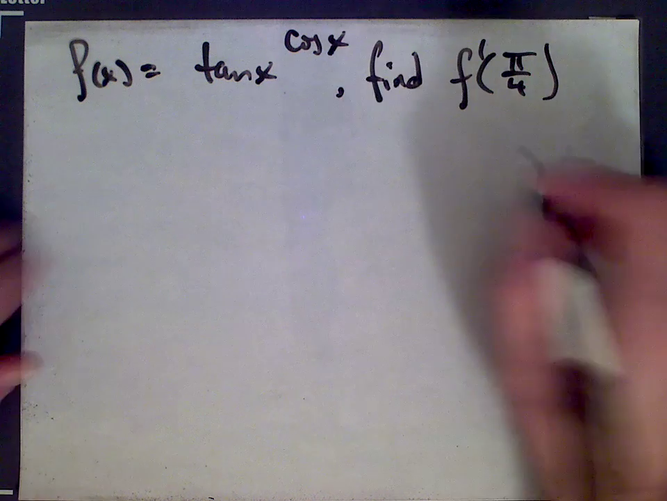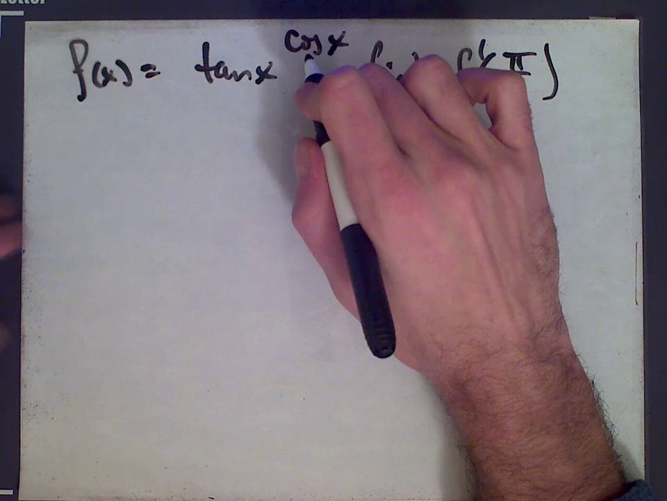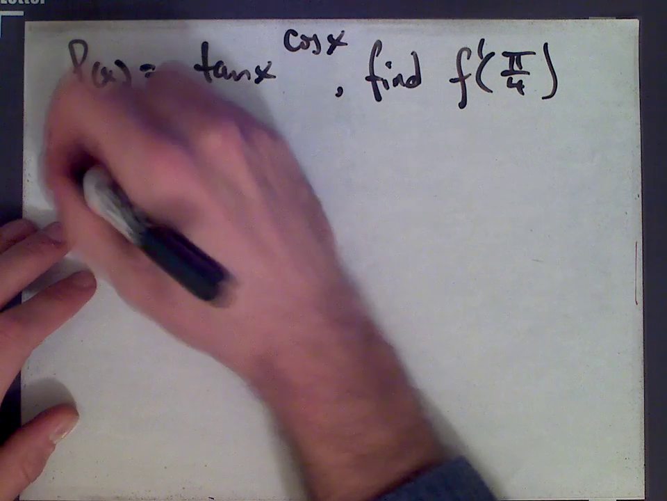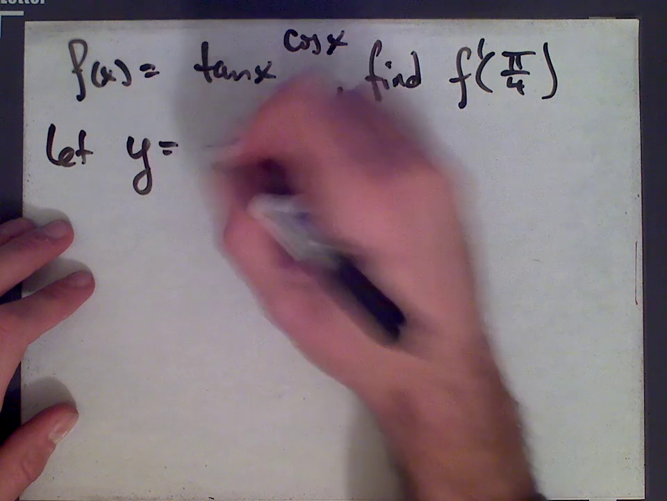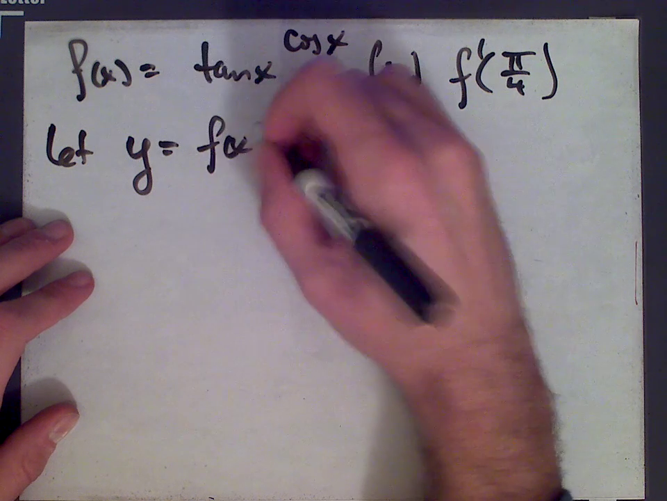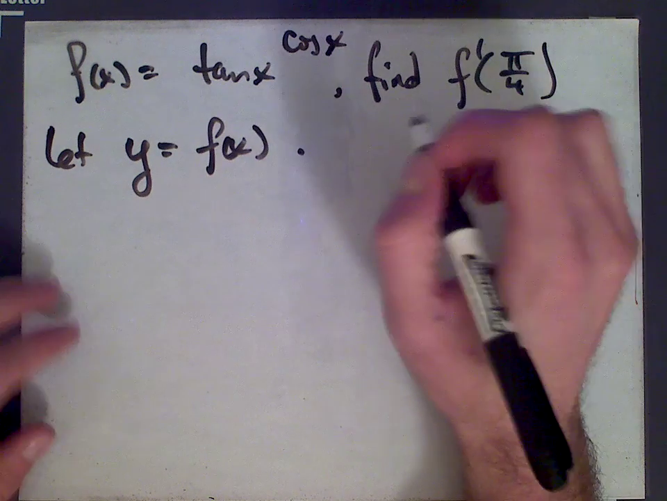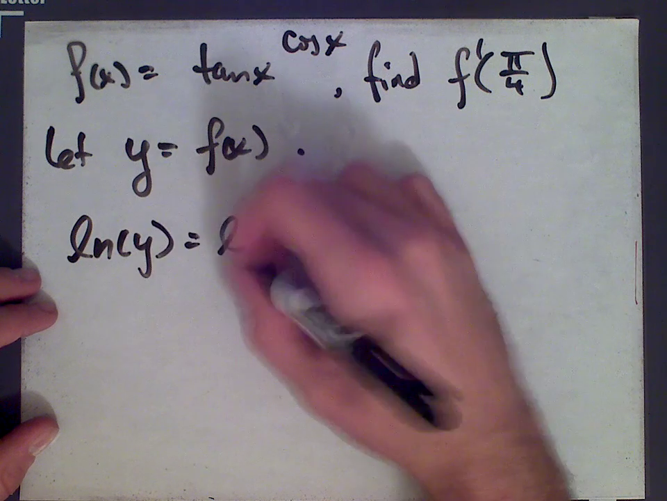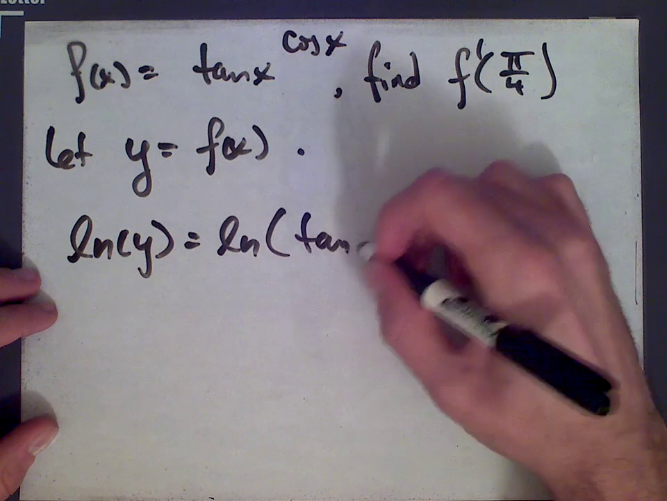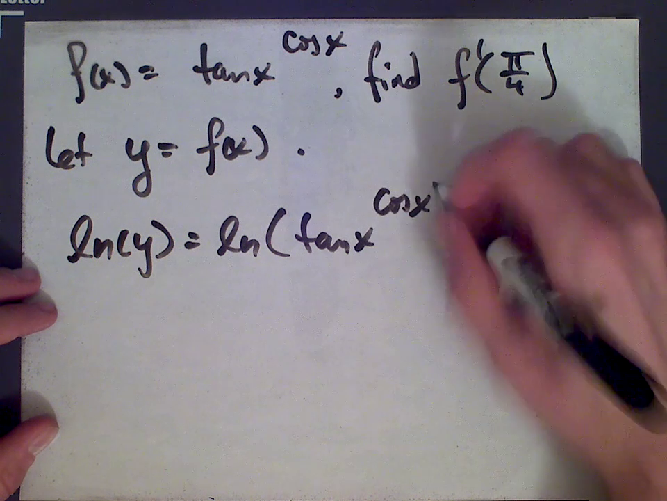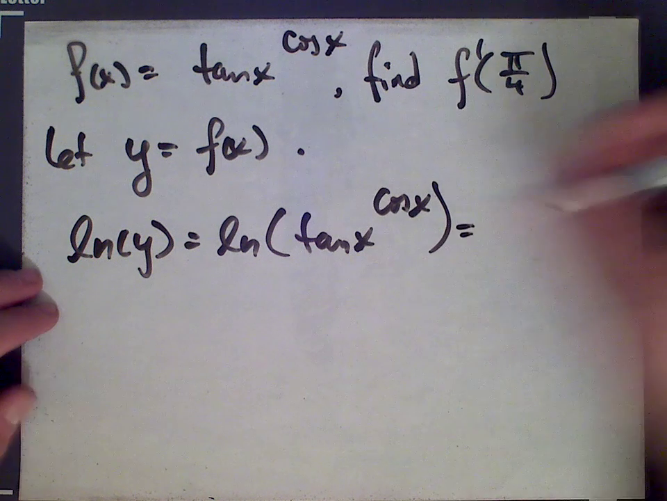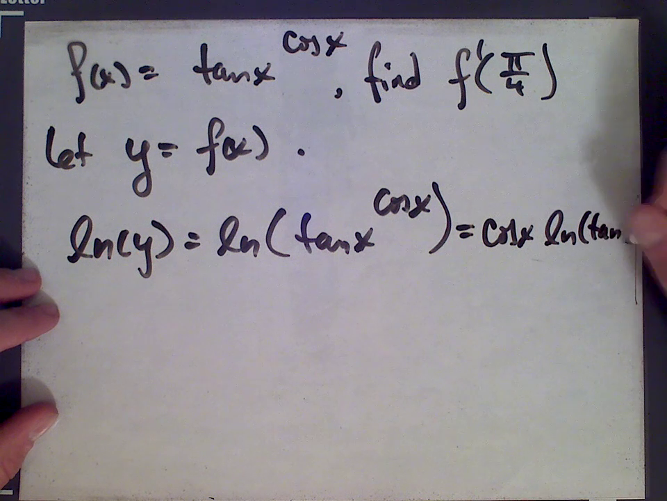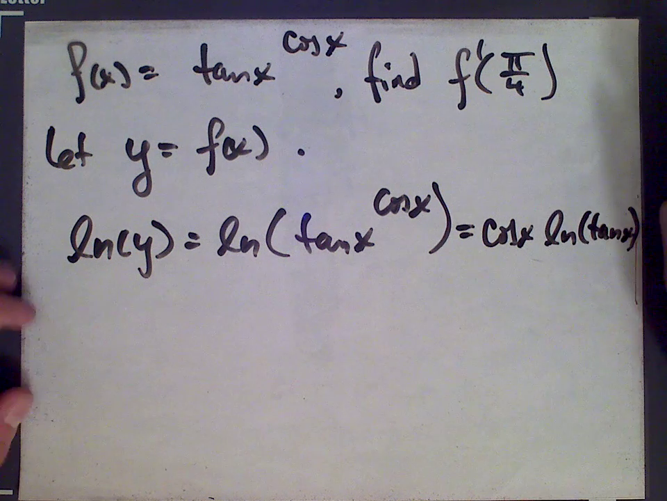Okay, so because we have a function in the exponent here, we want to use logarithmic differentiation. The first step, for convenience, we're going to let y equal f of x, and then we're going to take the logarithm of both sides above. So we get ln of y equals ln of tan x to the power of cos x, and using the exponent rule for logarithms, this is cos x times ln of tan x.